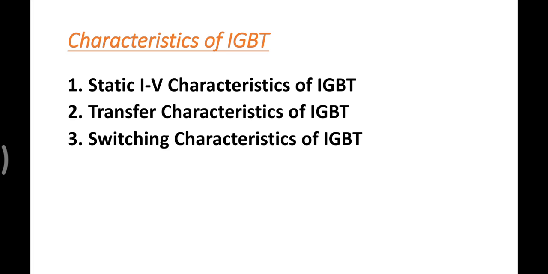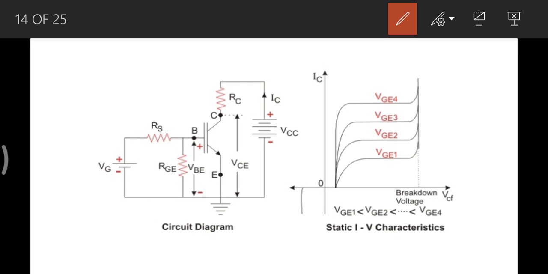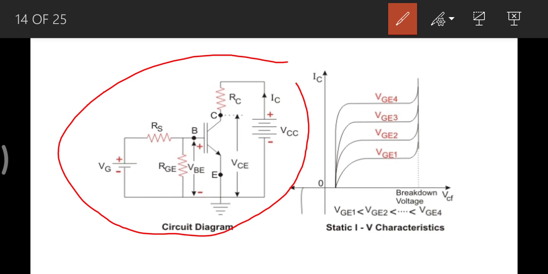So let us see what the static characteristics of the IGBT are. See here, this is the circuit diagram connected for the IGBT. There are totally 3 terminals: emitter, base, collector. This base also acts as the gate for this IGBT. Okay? So this is the circuit diagram connected for the IGBT.